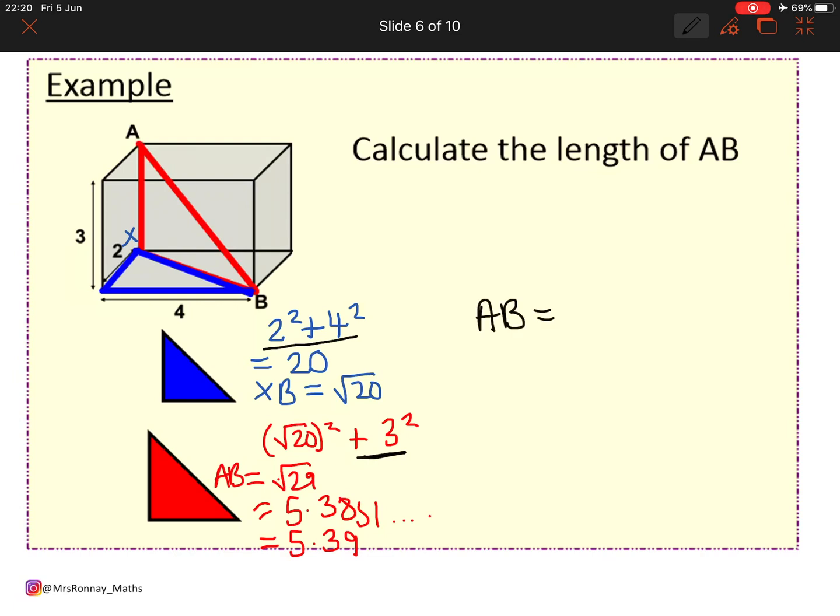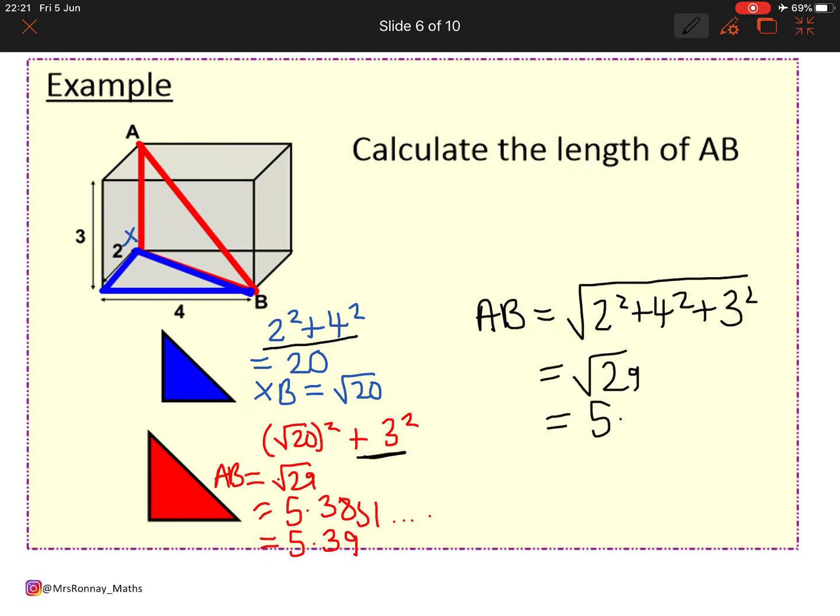So AB actually equals the square root of 2 squared plus 4 squared plus 3 squared. And if you don't believe me, you can put it into the calculator and have a little try. So 2 squared plus 4 squared plus 3 squared equals 29, which equals what we had before.